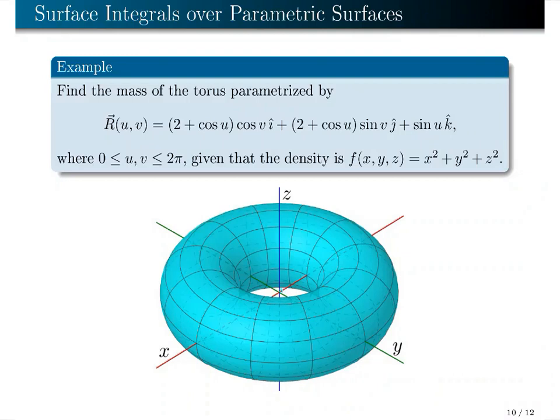For the next example, you are being asked to find the mass of this donut-shaped surface, also called a torus, with parameterization r of uv equals the quantity 2 plus cosine u times cosine v i hat plus the quantity 2 plus cosine u times sine v j hat plus sine u k hat, where the values of u and v are between 0 and 2 pi, if the density at any point x, y, z in the torus is given by the function f of x, y, z equals x squared plus y squared plus z squared.